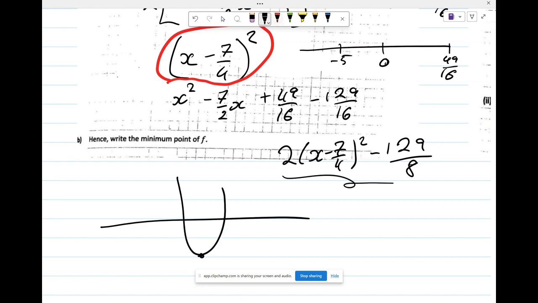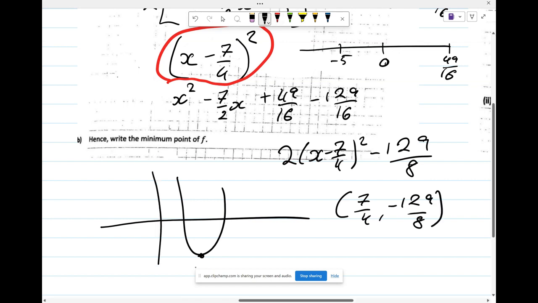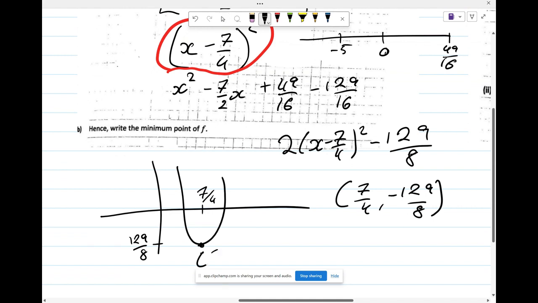We're going to look at our vertex form over here. So we're going to change the sign of the one in the brackets and then keep this one the same. So it's going to be 7 over 4 and minus 129 over 8. So it's actually going to be here somewhere. So we're going to go out 7 over 4 and we're going to go down 129 over 8. And that's our coordinates: 7 over 4, minus 129 over 8.